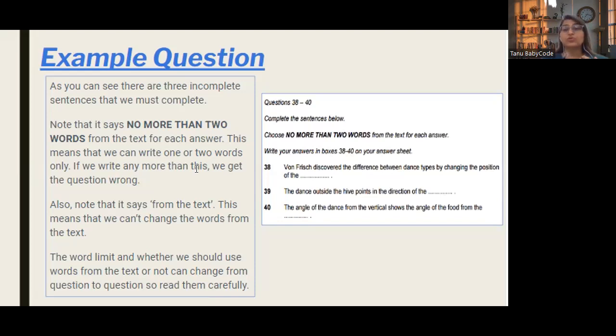Also note, it says from the text. That means you can't change the word from the text. Whatever is there in the text, you have to write the same word here. The word limit and whether we should use the word from the text or not can change from question to question. So read them very carefully. You have to always look at your instruction, your word limit first, and then start searching for the answer.